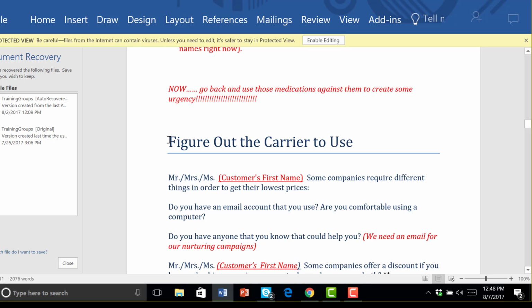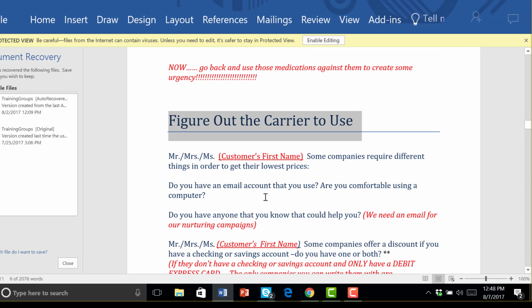Now we're going to figure out which carrier to use. Now, Ms. Carroll, some companies require different things in order to get their lowest prices. Do you have an email account that you use, and are you comfortable using a computer? We want this mainly for now, because pretty much everybody we use does it over the phone. We want this now for our follow-up and for our nurture campaigns, for our CRM.